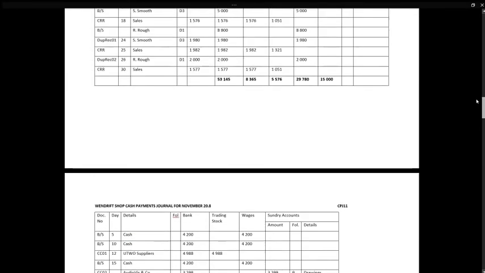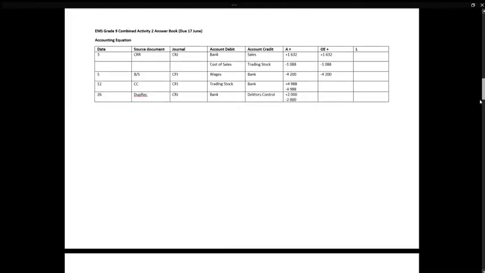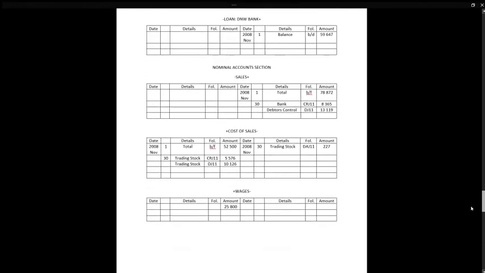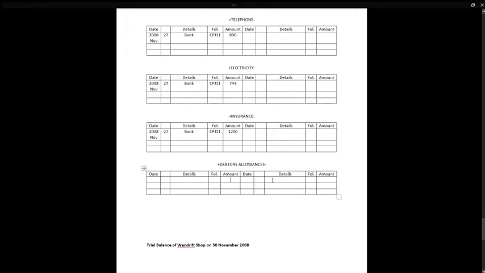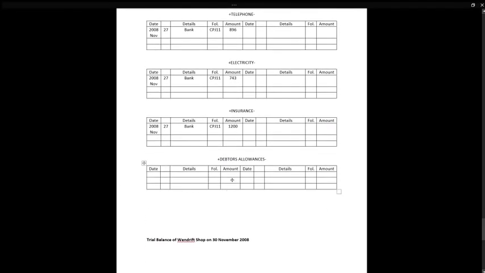Next one, debtors allowances. They did provide us with an opening total for debtors allowances. So debtors allowances are 4,658 Rand. Debtors allowances is the opposite of sales. It's an expense account. It will increase in my debit side. Oh, I can't remember the amount now. Let's go and check again. 4,658 Rand. Right. It's an opening total, so brought forward. My details will be total. It's an opening total, so this will be on the 1st of November 2008.